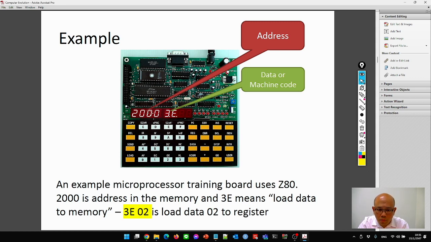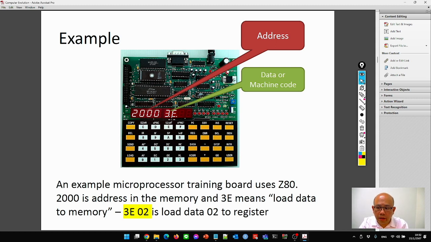The first group is an address location, and the second group is the data, or machine code, to put in the address 2000. When the programmer writes the program, they write in machine code. Can you remember machine code? Then you write the code in the C language.